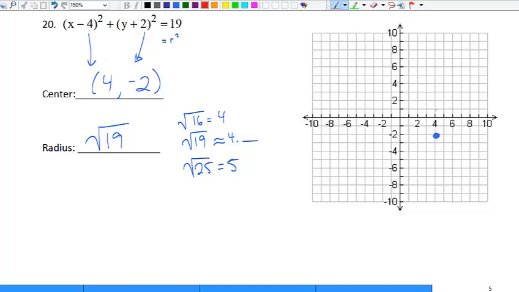So I'm going to go up 1, 2, 3, 4, and then a little bit more. Down 1, 2, 3, 4, and then a little bit more. Right 1, 2, 3, 4, and a little bit, and then left 1, 2, 3, 4, and a little bit. Okay? And then I can already have my arc started here. That one's off a bit. And then just connect those arcs with more arcs. Okay, and there's your circle with a center at (4, -2) and a radius of the square root of 19.